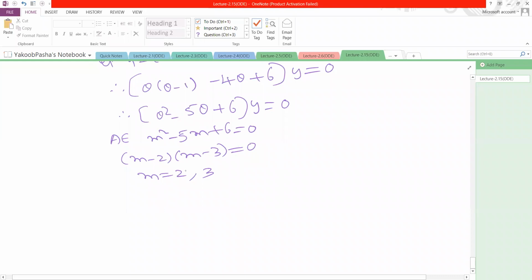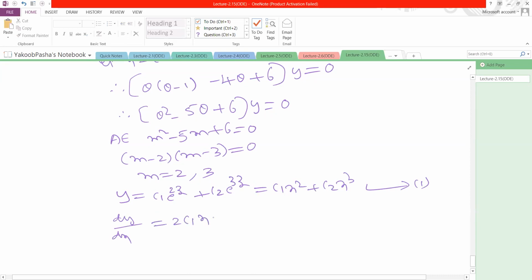So we can write the complementary function, which becomes the general solution. So I am writing directly y equal to c1 e power 2z plus c2 e power 3z. So this is nothing but c1 e power z whole square, that is x square, plus c2 e power z whole cube, that is x cube. This is the y of x value. I am taking this as equation number 1 and differentiating with respect to x. So we get 2c1 x plus 3c2 x square. I am taking this as equation number 2.